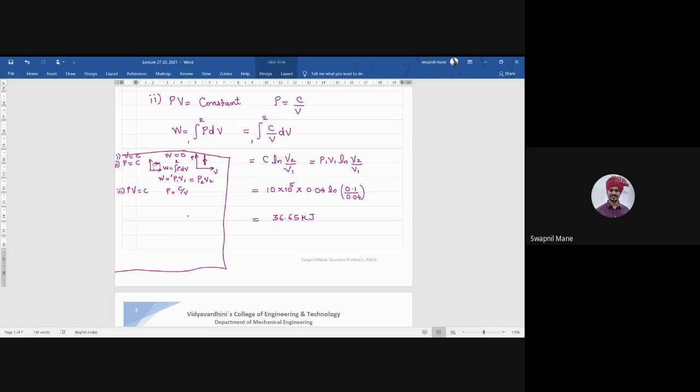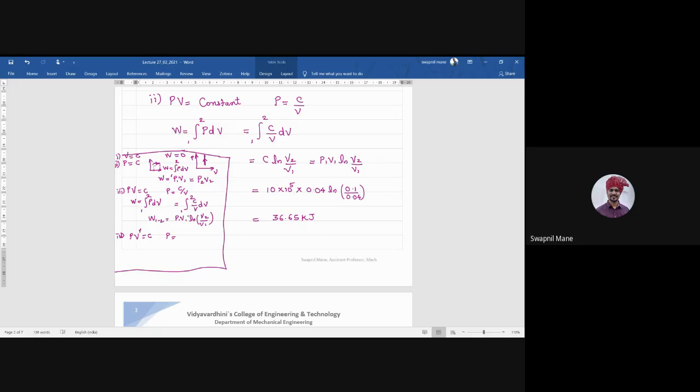If I do C by V, W will be equal to integral 1 to 2 P dV, and in that case it will be integral 1 to 2, in place of P we write C by V dV. In that case W1 to 2 will be equal to P1 V1 log of V2 by V1, isn't it? Yes, sir.